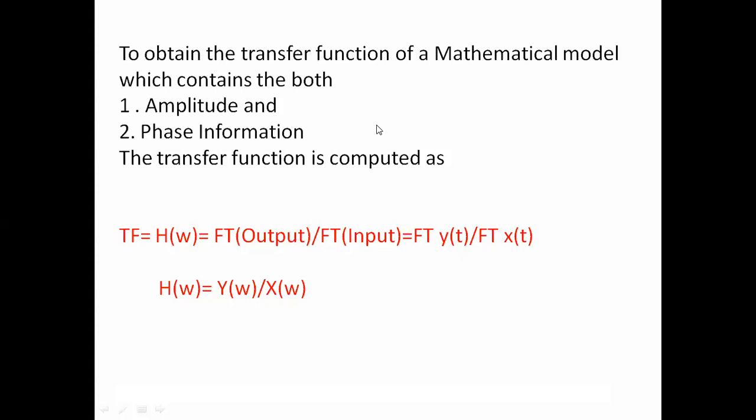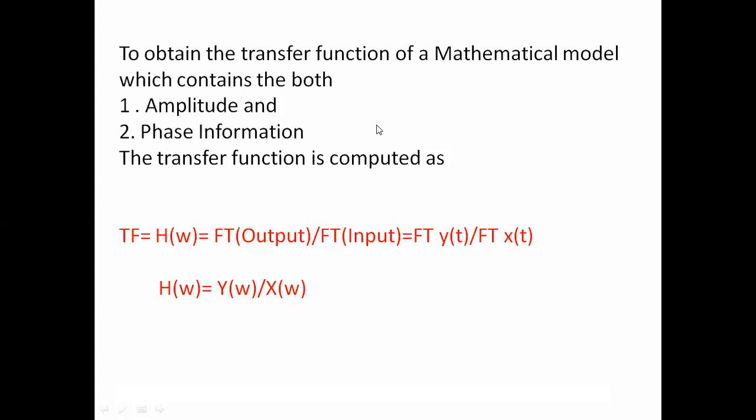So this is frequency analysis, because we are applying a sinusoidal signal and from that we get some output. With these two, input and output, we can identify how the output is changing with respect to the input.